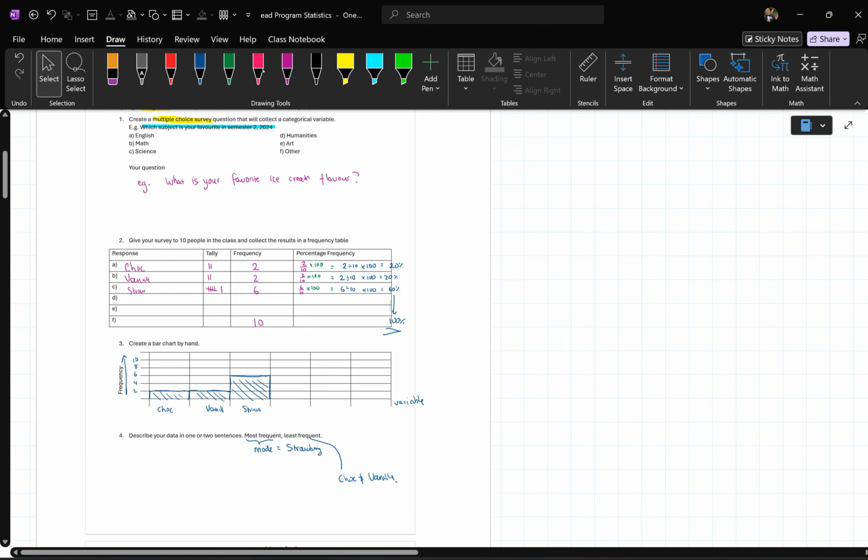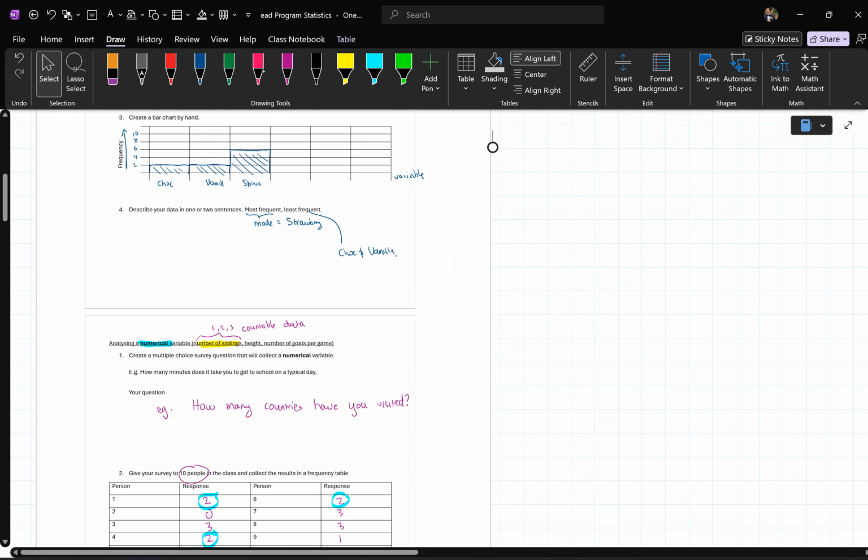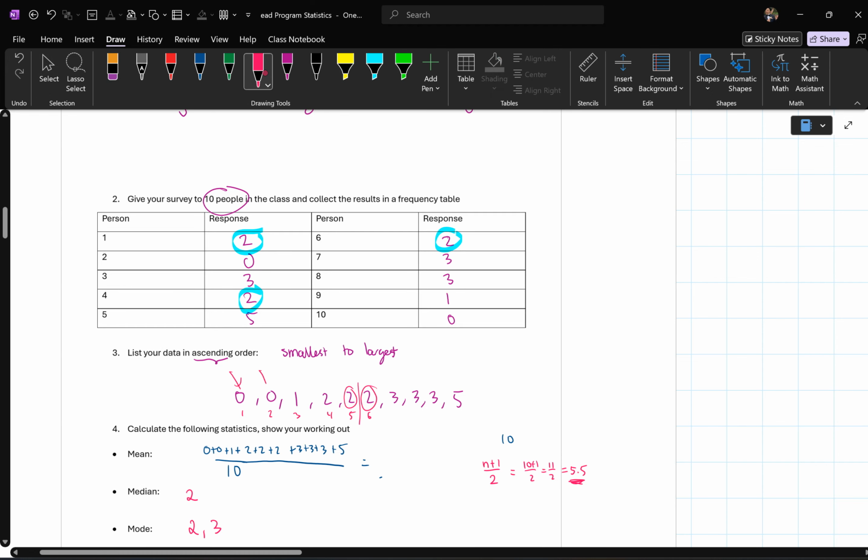There you go. But that was a very quick way to show you the difference between the data you can collect. It's either categorical, so there's a name to it, like chocolate, vanilla, strawberry, or numerical, which could be a number. So you're collecting data that is number-wise rather than a label.